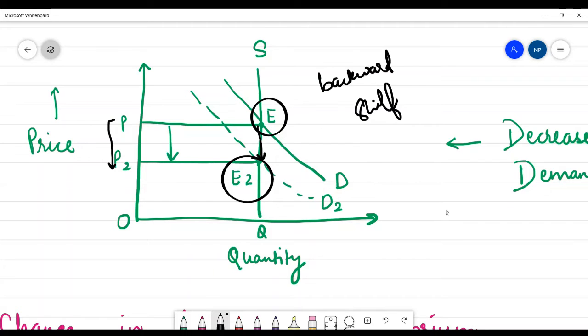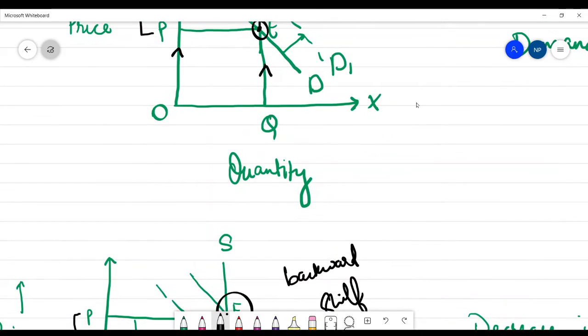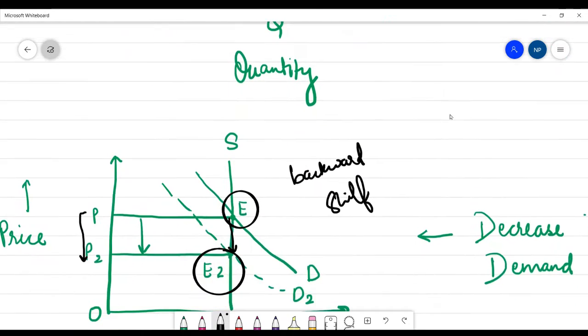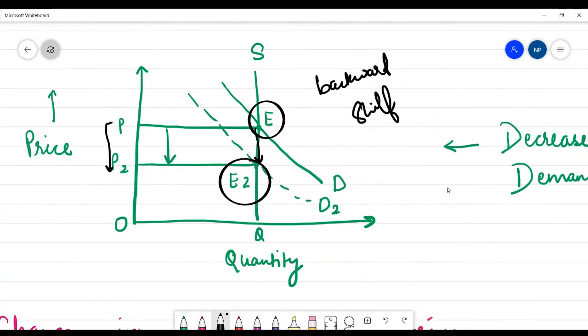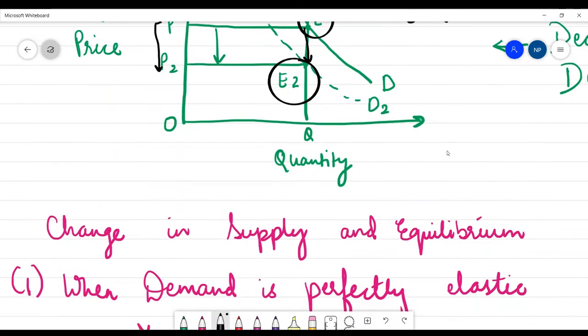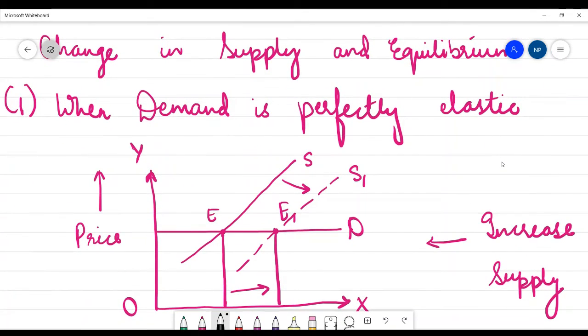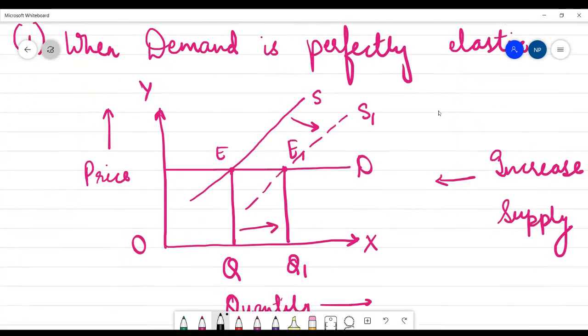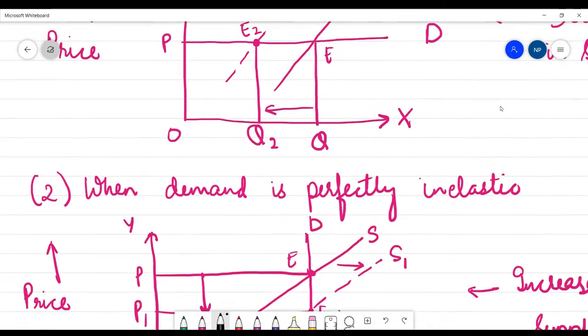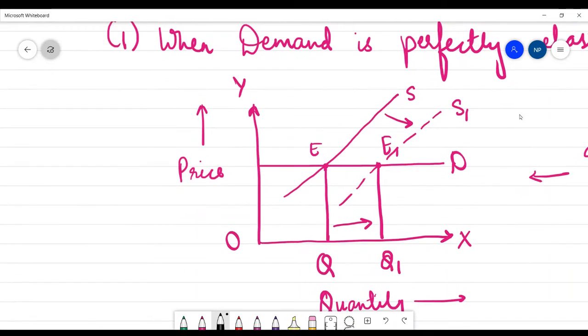When supply is perfectly inelastic, we see two cases: increase in demand, where we see a forward shift, and decrease in demand, where we see a backward shift. Is that clear, children? Next, we are going to see the change in supply and equilibrium. What happens when there is change in supply and how is the equilibrium achieved? Again, we will see two cases. First, when demand is perfectly elastic, and second, when demand is perfectly inelastic.